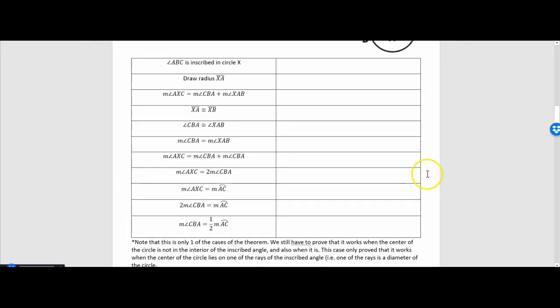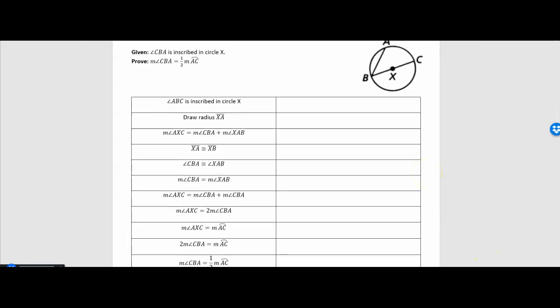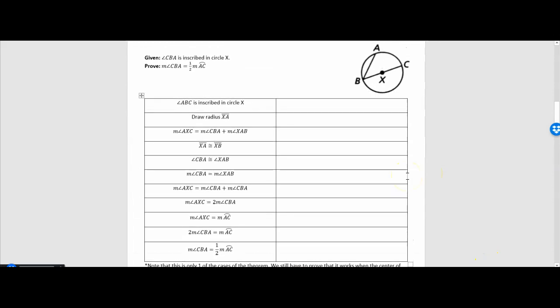We are actually going to prove it when, if we look at our diagram here, let me see if I can make this one more tick smaller. There we go. We're going to prove it for when the center of the circle is on one of the sides of the angle, so when one of the sides of the angle is the diameter. The only thing we're given is that angle CBA is inscribed in circle X, and we want to prove that the measurement of angle CBA is 1/2 the measurement of arc AC.